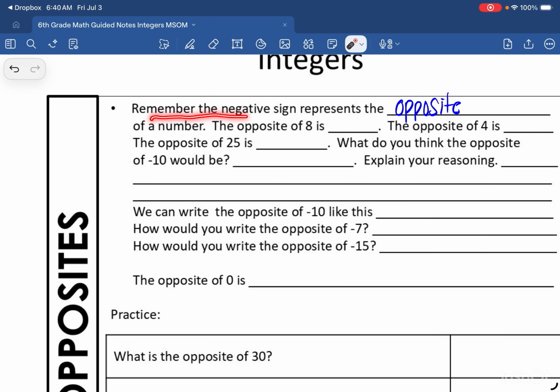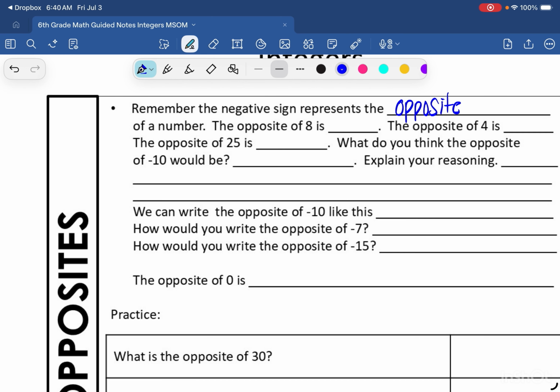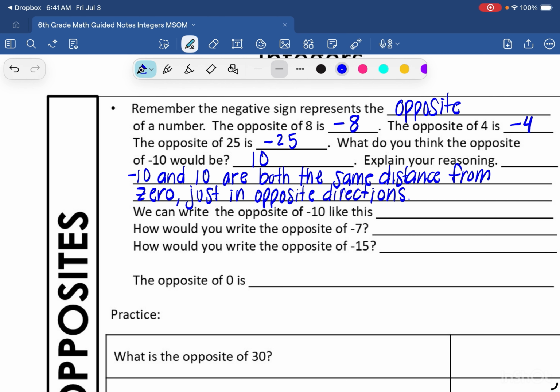Remember, the negative sign represents the opposite of a number. The opposite of 8 is -8. The opposite of 4 is -4. The opposite of 25 is -25. What do you think the opposite of -10 would be? Well, it would be the positive, so that would be +10. Explain your reasoning. -10 and 10 are both the same distance from 0, just in opposite directions.